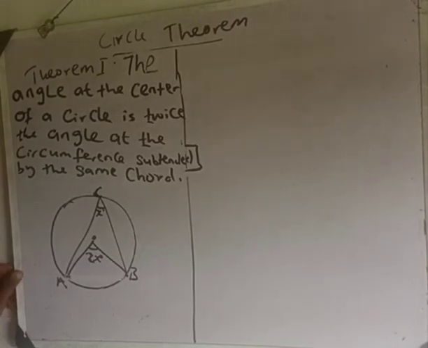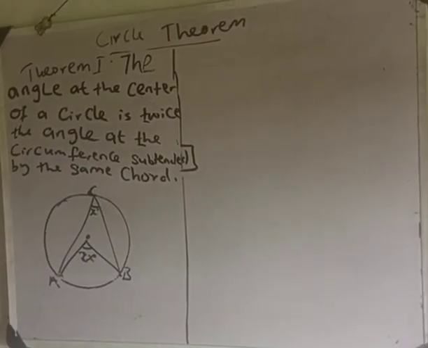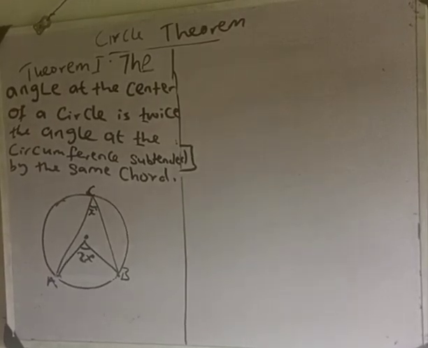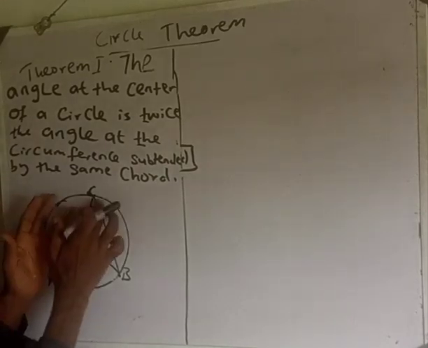Meaning that if I have 50 degrees on the circumference, at the center I'll be having what? I'll be having 100 degrees. Also, if I have x degrees at the circumference, I'll be having 2x degrees at the center. Is that okay? So if I have 30 degrees here, that means here will be 60 degrees.